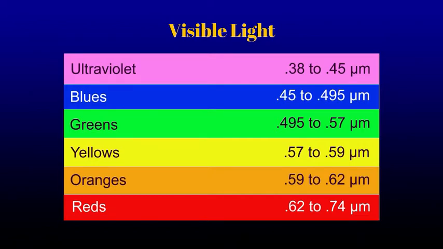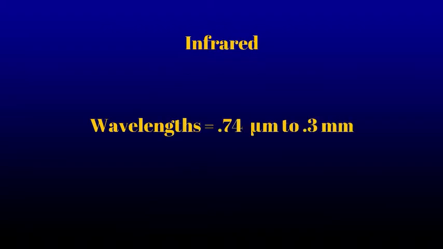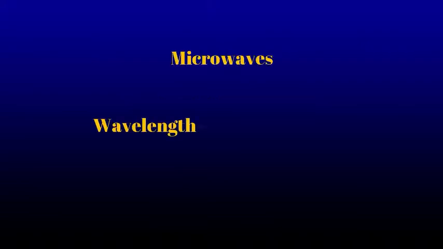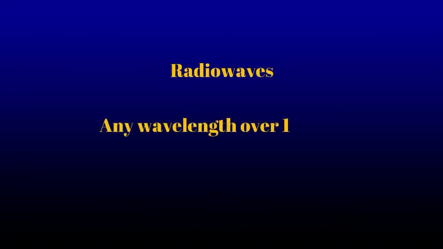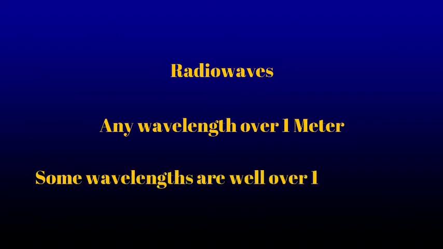I'll put up a graphic that actually shows what the values of each of the visible colors are. Infrared falls between 0.74 micrometers and 0.3 millimeters. Then we get into the long-wave radiation, such as microwaves. Their wavelengths fall between 1 millimeter and 1 meter. The even longer wavelengths of radio, those are anything over 1 meter, and there are many different classes of radio waves, some reaching many kilometers.